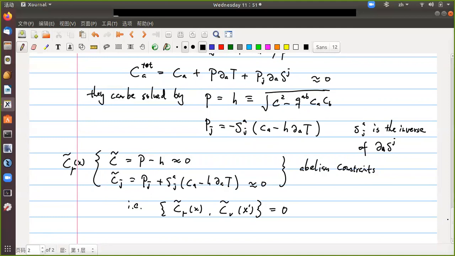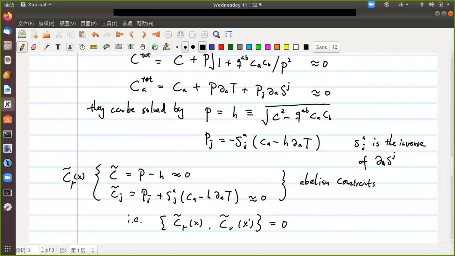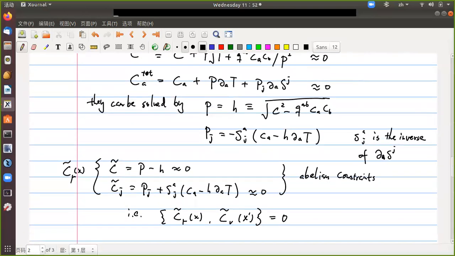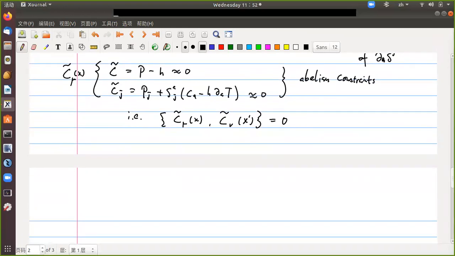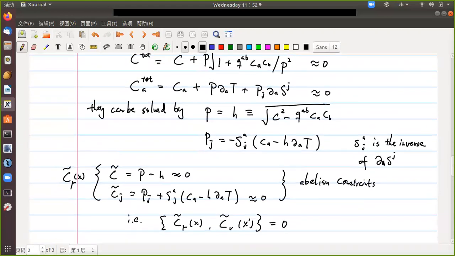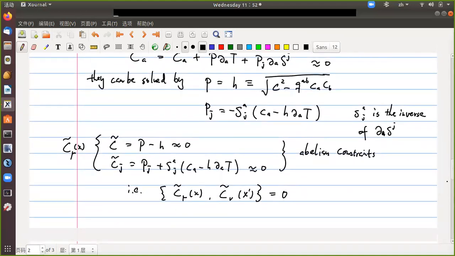That's why these new constraints are interesting. Essentially, it is because those new constraints are actually solutions of the constraints. The new constraint just tells you that the solution of the earlier C and C total is just P equals H and Pj equals this gadget. All right. So now you see that by using the matter degree of freedom, you can actually solve the Hamiltonian constraint and the diffeomorphism constraint.